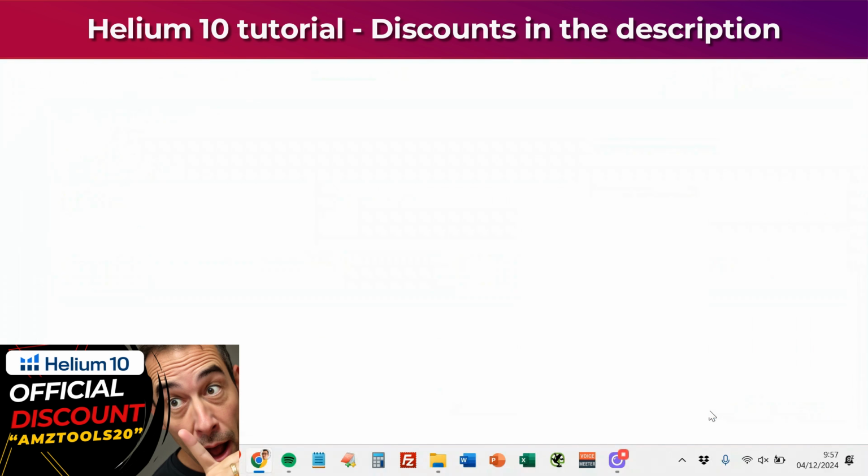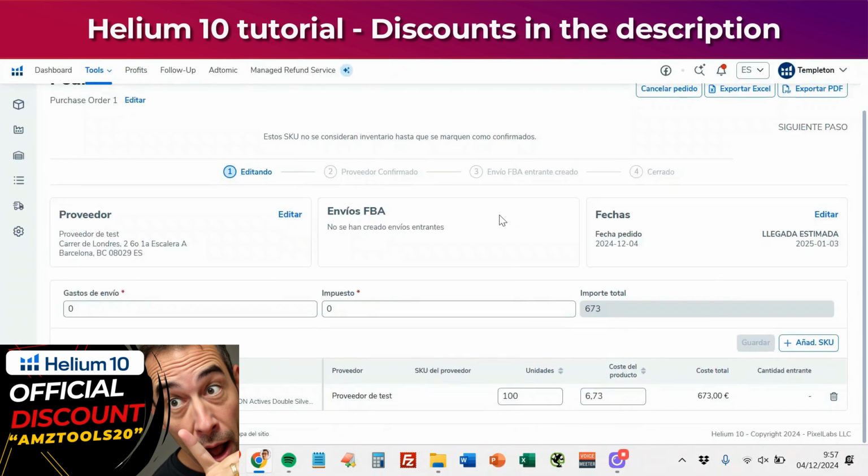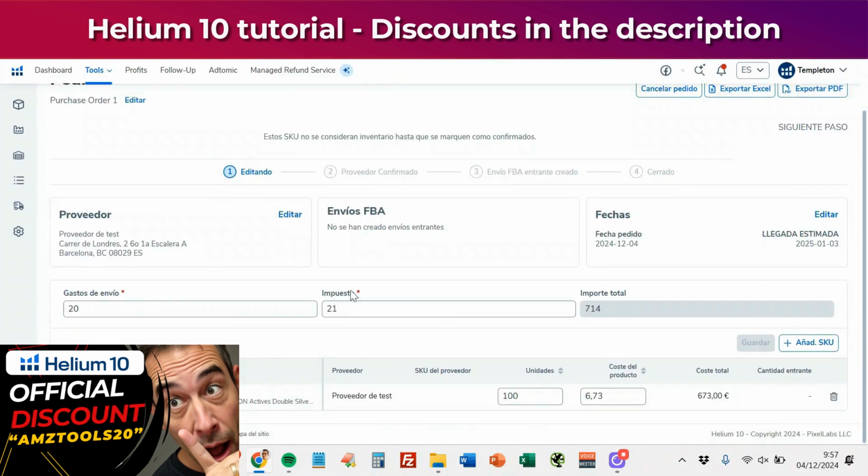What is all this for? This basically helps you know what the stock receiving times are. Shipping costs, well, let's say it's 20 euros and tax, we have a 21. We save it and now we have an order created here. And it says, hey, look, you have this SKU ordered with 100 units at a product cost of 6.73. That's a total of 673 in taxes, as you can see here. Also the 20 euros for shipping costs and the 21%. Fine.